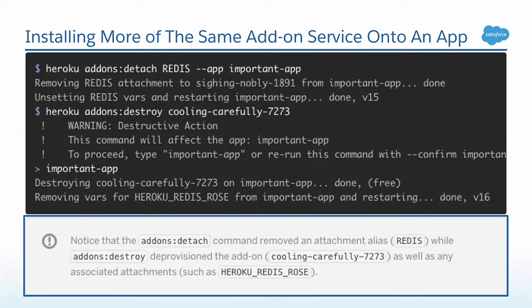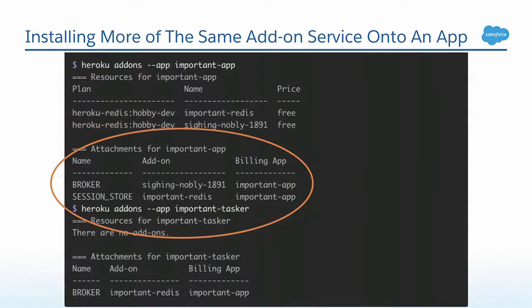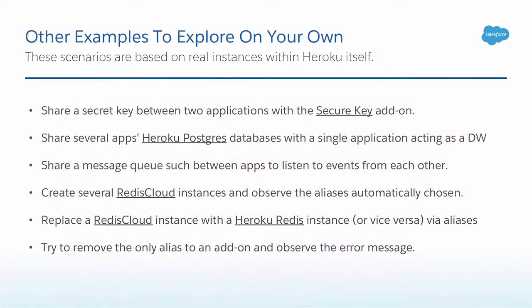Note, the add-ons:detach command removed an attachment alias, Redis, while add-ons:destroy deprovisions the add-on, as well as any associated attachments. Now everything looks the way we want, with two distinct instances. One has the alias broker, shared by both of our applications.